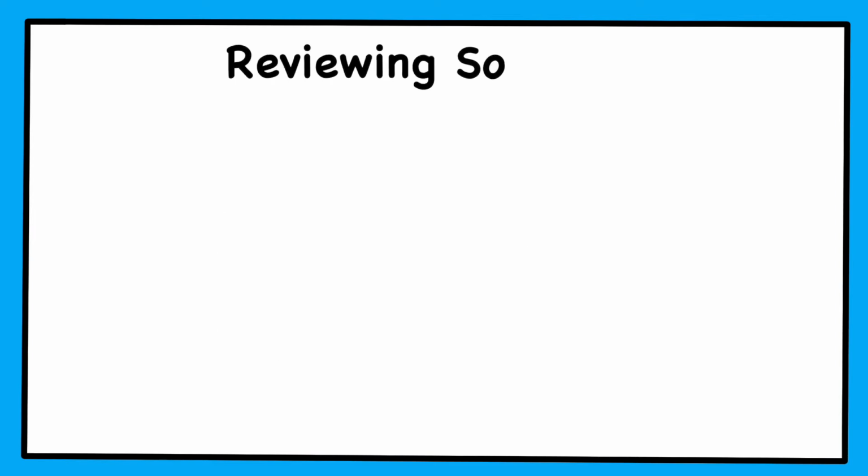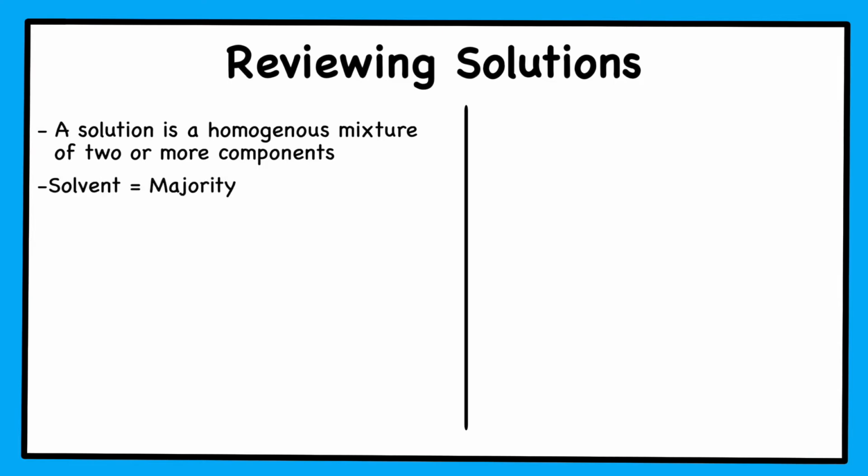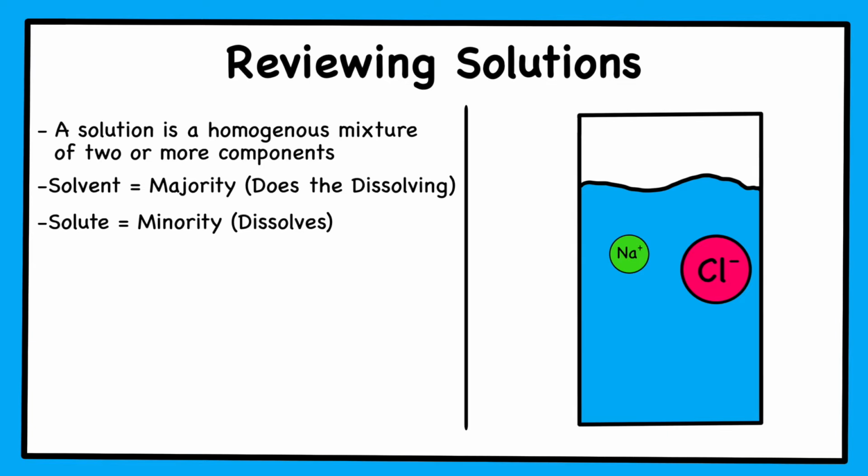If we remember back to last year, a solution is a homogeneous mixture of two or more substances or components. The majority of the components is typically called the solvent, while the minority is usually called the solute. In a solution, this solute dissolves in the solvent. So, in salt water, sodium chloride or salt would be the solute, and water would be the solvent.